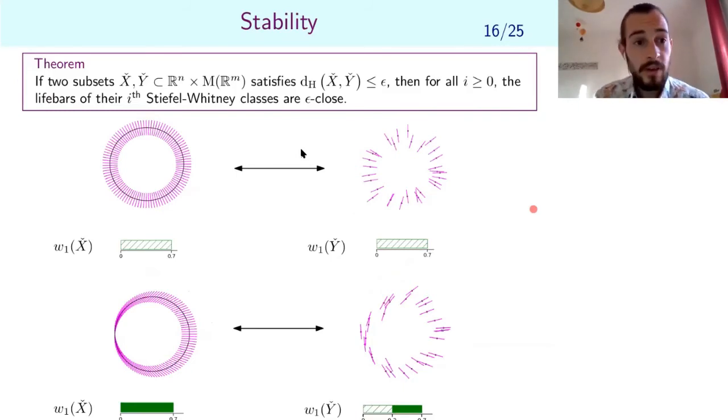The first result is a stability result. If you have two subsets, X check and Y check of the product space, Rn times the metric space, suppose that they are close in Hausdorff distance, then their persistent Stiefel-Whitney classes are also close. I mean that their life bars are close. For instance, this set is a noisy sample of the normal bundle of the circle. I compute the life bar of the first persistent Stiefel-Whitney class, and it is the same life bar as if we were observing the exact vector bundle. This one is a noisy sample of the Mobius strip, and you can see that the corresponding life bar is close to the original life bar.